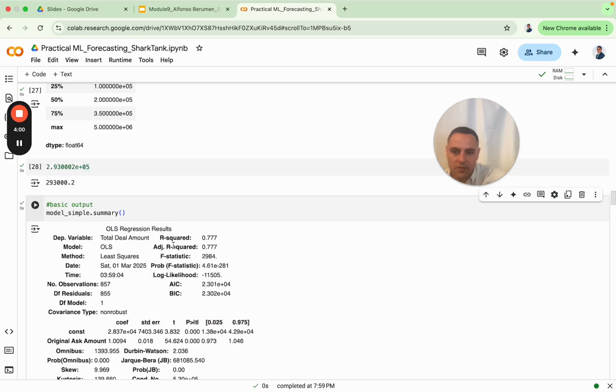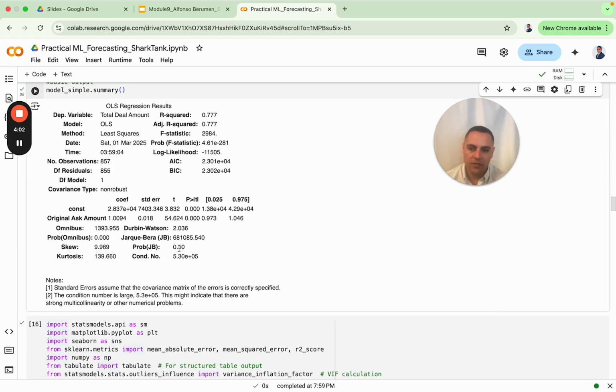This would be the full output, or what you would naturally see without the formatting that I added on. But you can see that, again, I'm getting the same information. The relationship between original ask amount and deal amount is shown here. The R squared is shown at the top, and then also the p-value associated with the original ask amount coefficient.